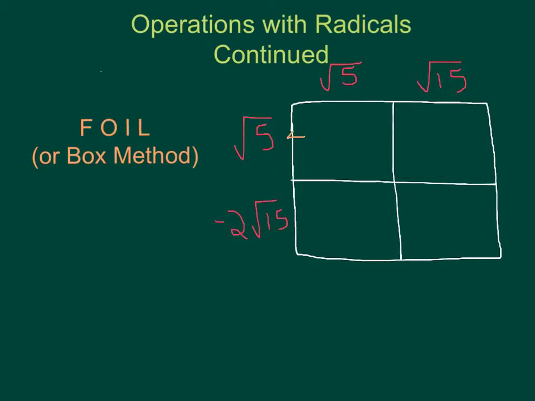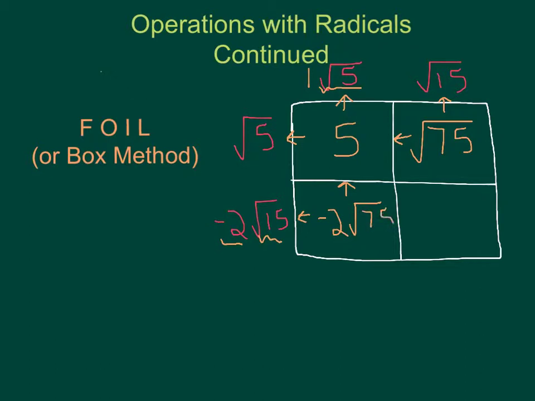So first, the square root of 5 times the square root of 5 would be the square root of 25, which is just 5. And then the square root of 15 times the square root of 5. This time you can actually multiply 5 times 15 because they are both underneath square roots. So that's the square root of 75. And then here, negative 2 times, you could think of it as just 1, is negative 2. And then you can multiply your two square roots together, square root of 5 and square root of 15, which again is the square root of 75.